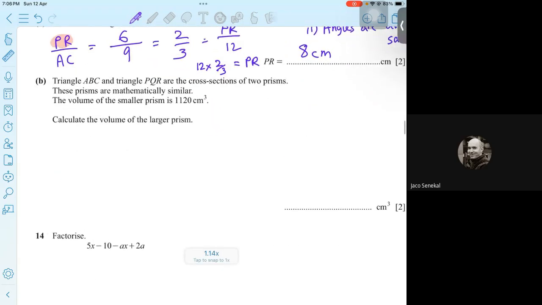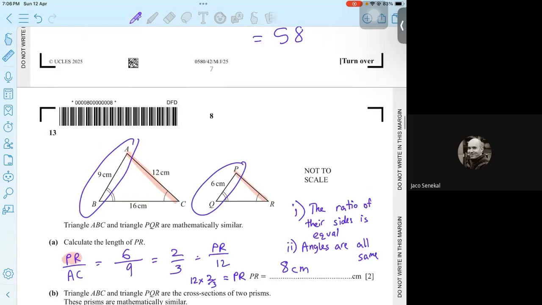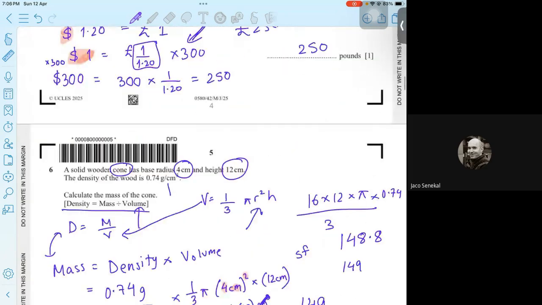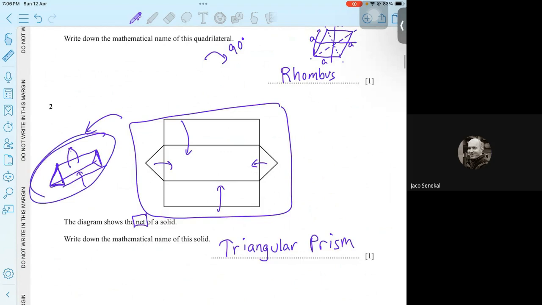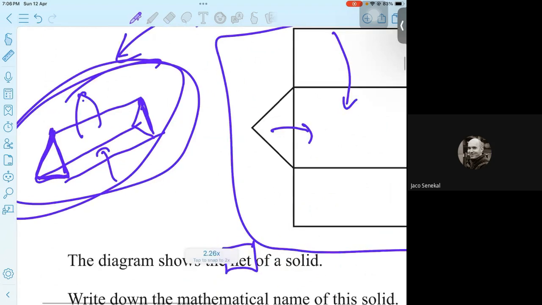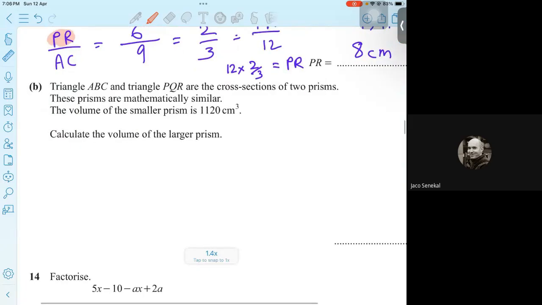The next question says triangle ABC and triangle PQR are cross sections of two prisms. That's basically one of these ones that we solved earlier. It's this shape. This is a prism, right? They're basically saying that the triangles are for two different prisms where this is a cross section, as in the base or something. Let's see how to solve this. The prisms are mathematically similar. So they again mention that these 3D shapes are also mathematically similar, and the volume of the smaller prism is 1120. So that's the information we have to use.